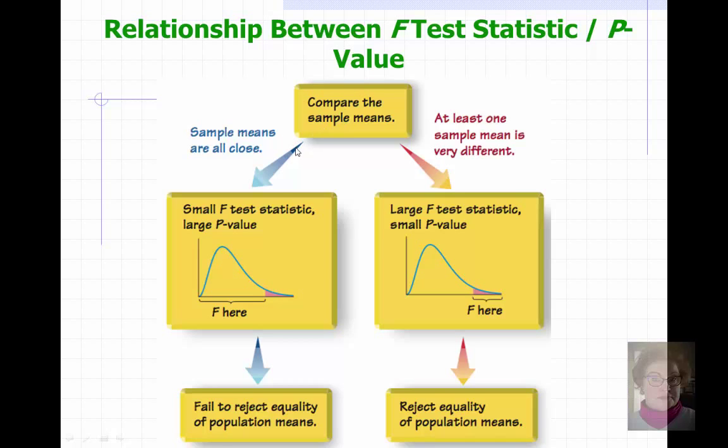If all the sample means are close, that means we get a small F statistic and a large p-value. So our F statistic would be in this larger part of the distribution, and we would fail to reject. If we have at least one sample mean that's very different, our F statistic will be large, and so we'll have a small p-value, so we will be able to reject.